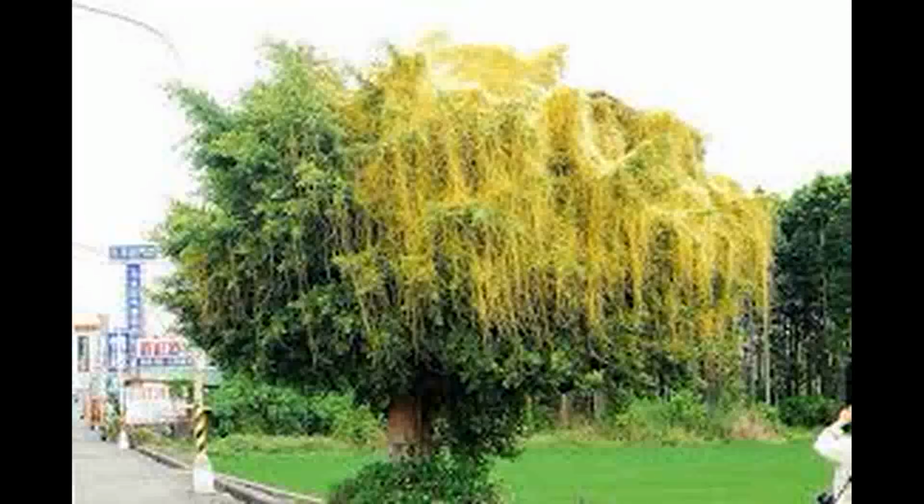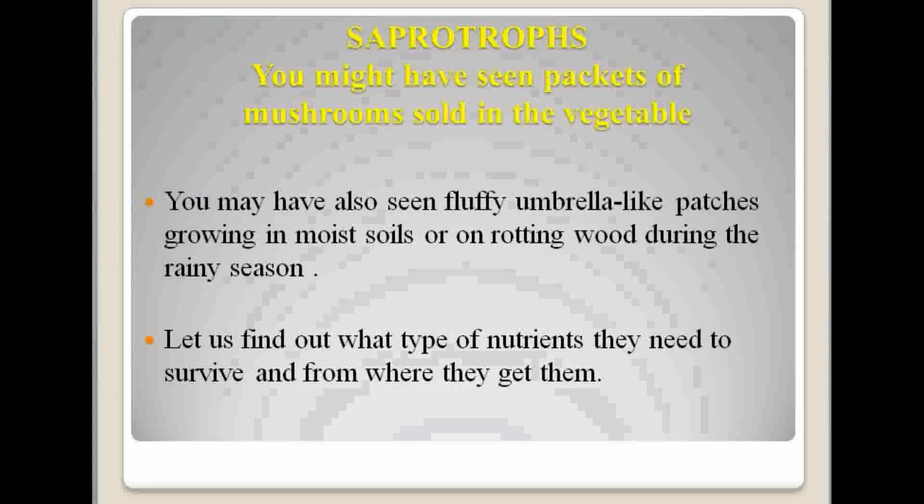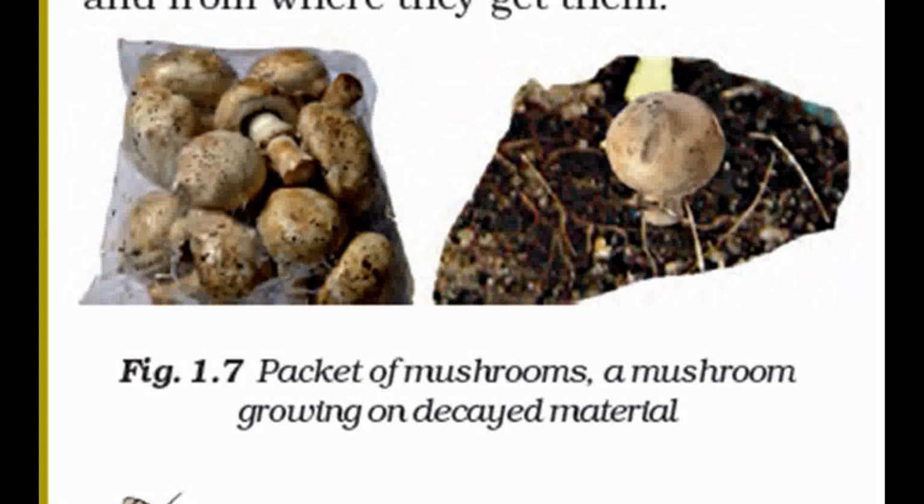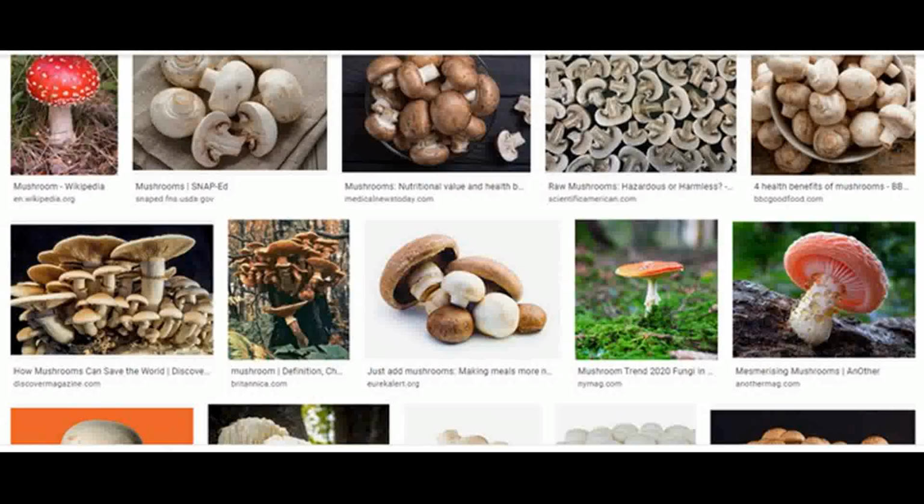Saprotrophs. You might have seen a pack of mushrooms soaked in vegetable. Like this, there are so many mushrooms available in the market. Let's find out what type of nutrients they need to survive and from where they get them.